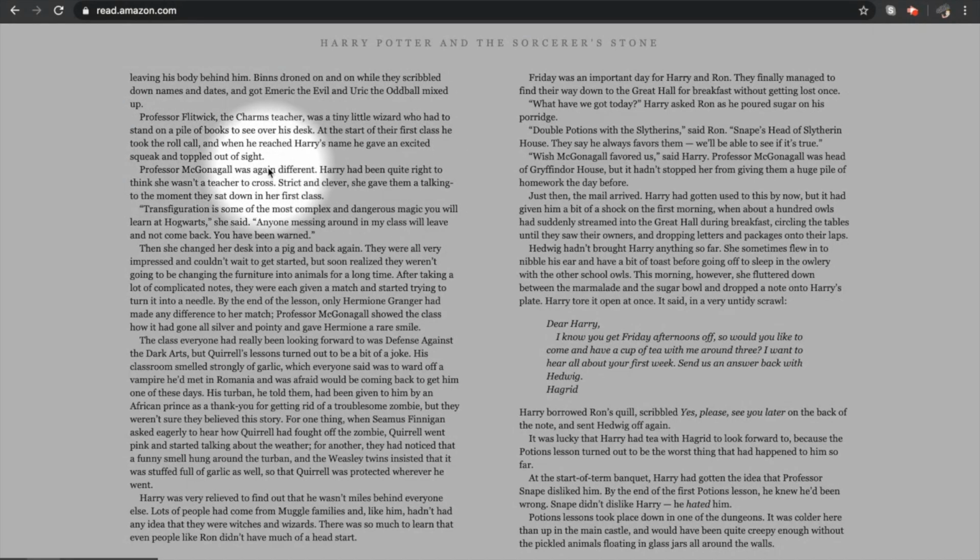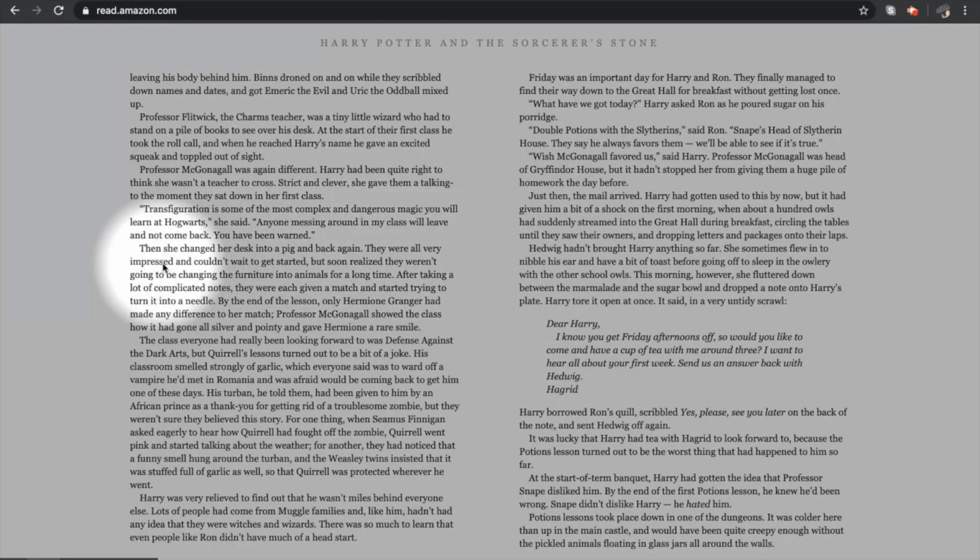Professor McGonagall was again different. Harry had been quite right to think she wasn't a teacher to cross. Strict and clever, she gave them a talking-to the moment they sat down in her first class. "Transfiguration is some of the most complex and dangerous magic you will learn at Hogwarts," she said. "Anyone messing around in my class will leave and not come back. You have been warned." Then she changed her desk into a pig and back again.